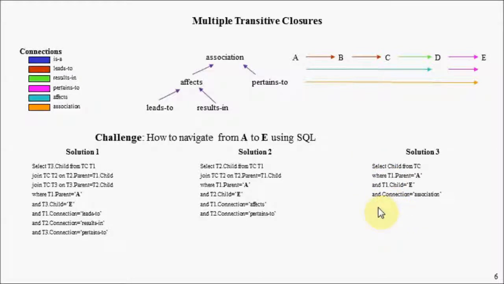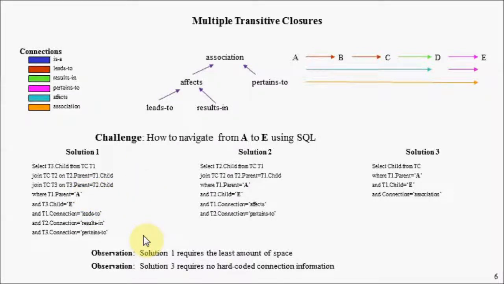So what can we learn from this? Well, first of all, solution 1 ends up requiring the least amount of space in terms of maintaining transitive closure. And solution 3 is the most general type. You don't have to have hard-coded knowledge as to the different kinds of transitive closure you're going to need here. So TCSQL has the ability to flip a switch in defining the connection definitions here that allows support of multiple transitive closures.